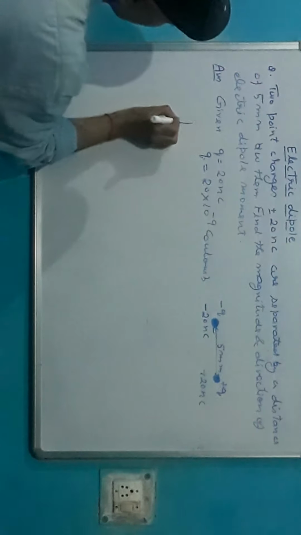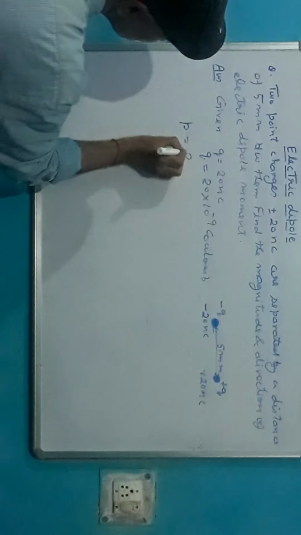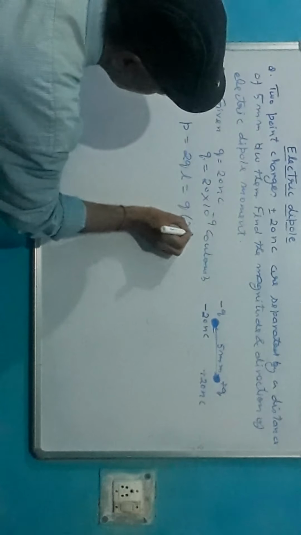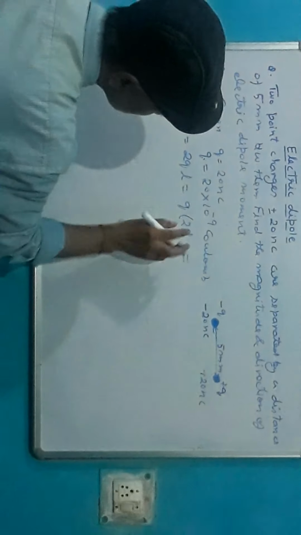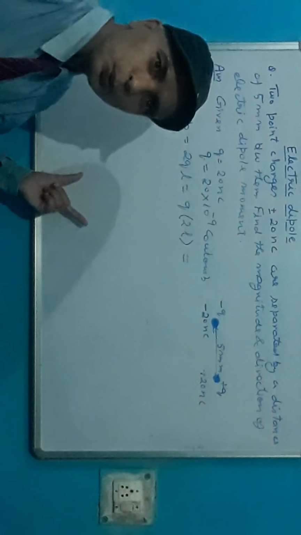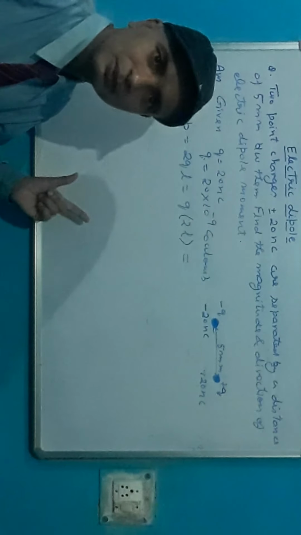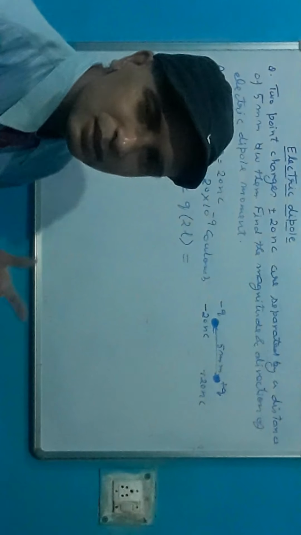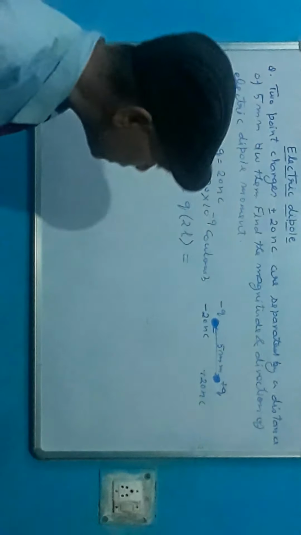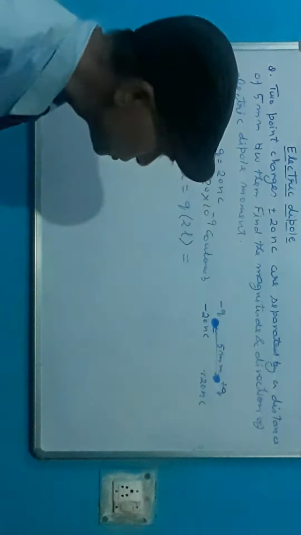And we know that the electric dipole moment is 2QL. You can write it as Q into 2L. Actually, the distance between these two point charges is 5 millimeter. It means 2L is 5 millimeter, not L. That's a mistake students usually commit while solving this kind of numerical. So be attentive while solving this kind of numerical.